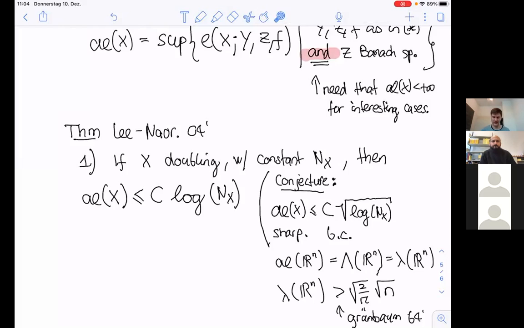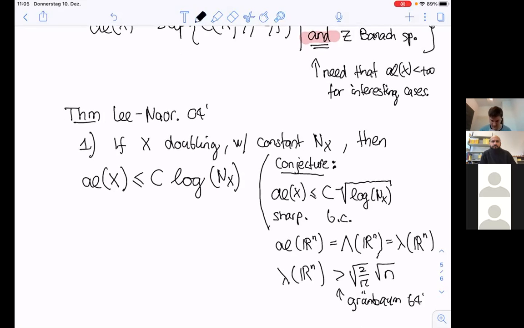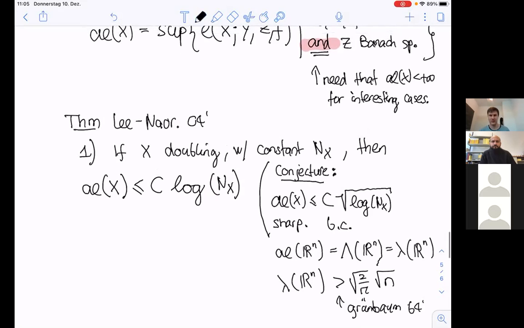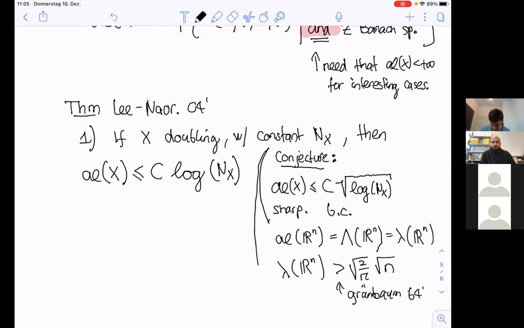Here the Lee-Naor proof is really different. They use some results from theoretical computer science. But I really think that the Lang-Schlichenmeyer constants are probably some powers of the Nagata constant, not of the doubling constant. This I would guess, but I don't know. I always wanted to check. So this was just a remark.